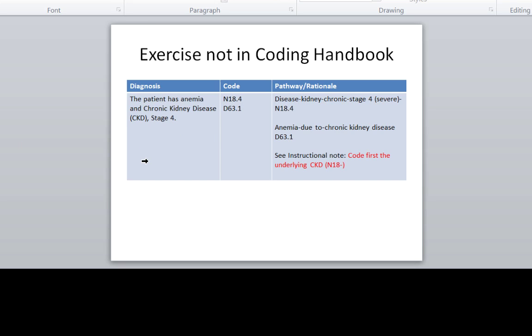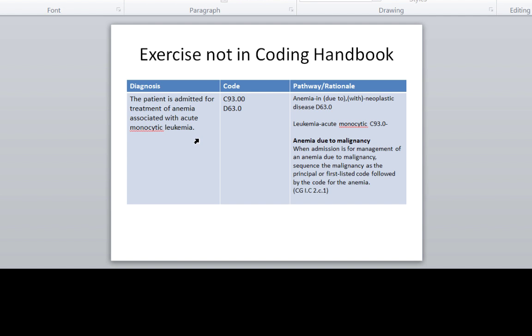Here's another exercise not in the coding handbook. The patient has anemia and chronic kidney disease stage 4. We would go through these pathways, and note that when you get to D63.1 in the code book, there is an instructional note to code first the underlying chronic kidney disease, so that helps us know how we would sequence these codes. So the N18.4 would go first, and then the D63.1.